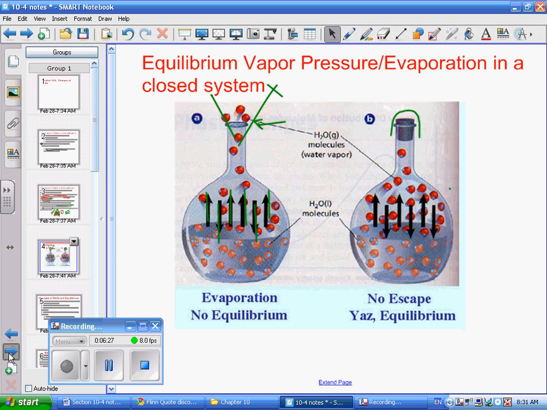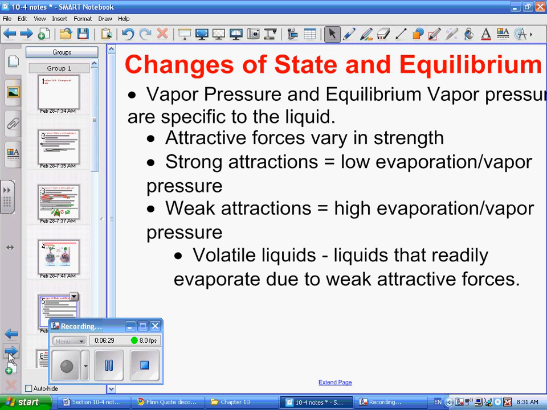All right, next. And I'll probably end this first portion here. Changes of state and equilibrium. Here you have vapor pressure and equilibrium vapor pressure are specific to a liquid, and that makes sense. Everything evaporates at a different rate. Alcohol evaporates at a different rate than water, and alcohol is faster than water, and water evaporates faster than, let's say, crude oil, and so on. So I could pick any liquid, and they all have different vapor pressures and equilibrium vapor pressures.